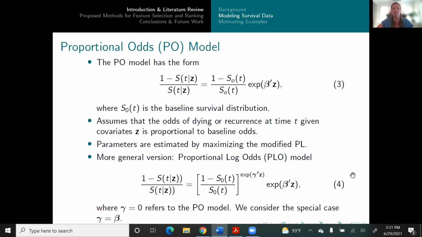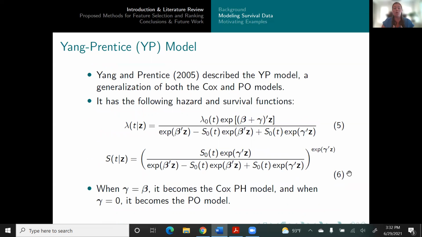The two alternative models we're going to talk about are, first, the proportional odds model, and you can see it has the following form. This assumes that the odds of dying or recurrence at time t given covariate Z is proportional to baseline odds. Its parameters are estimated by maximizing the modified partial likelihood. And there's also a more general version of this model called the proportional log odds model, PLO, which we'll also refer to as CO. You can see the form here. When gamma equals 0, it refers to the PO model, and then we'll also look at a special case where gamma equals beta.